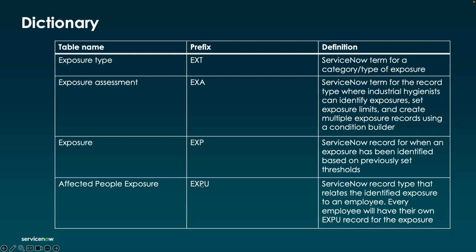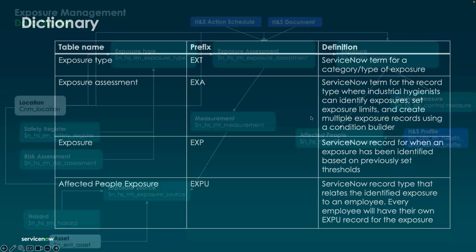And then every individual employee is going to get their own affected people exposure record, and that's EXPU. And this is going to be related to that specific employee record to say that there has been an identified exposure. If another measurement came in, hypothetically, and there was another exposure identified, they would get a new record. So these are all going to be unique records.